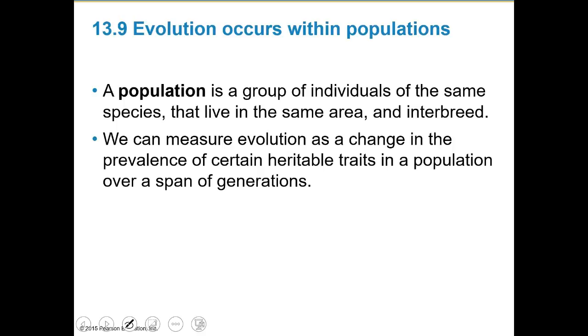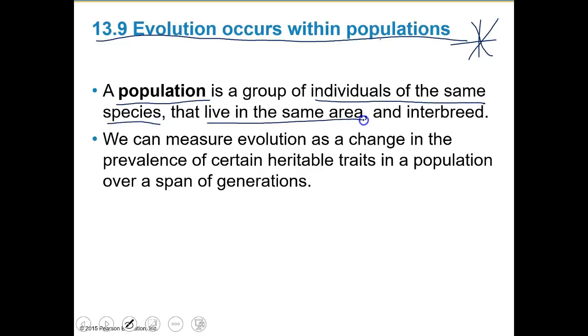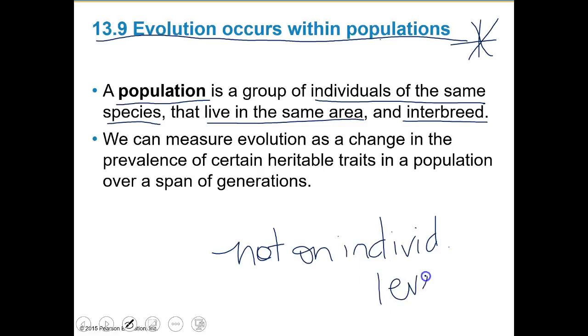The big key term here, so I'm going to highlight the top, is that evolution occurs within populations. That's a point I'm going to make as clearly as possible throughout this whole section on evolution: evolution occurs at the population level. A population is a group of individuals of the same species that live in the same area and interbreed. So evolution can work on the population level. It cannot work on the individual level.